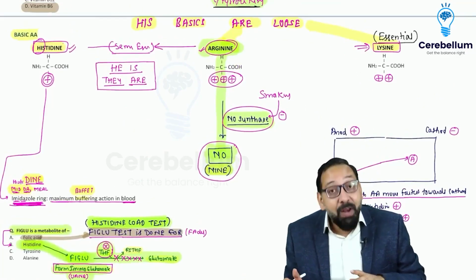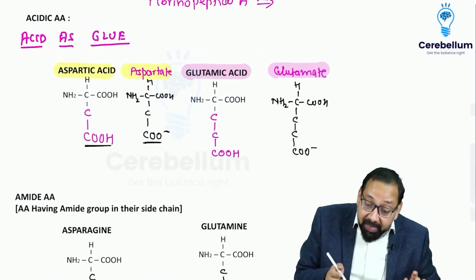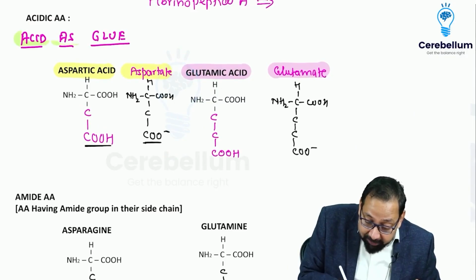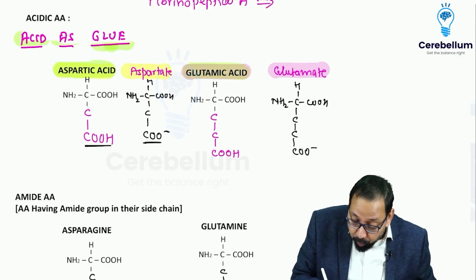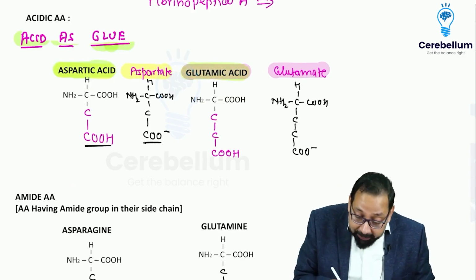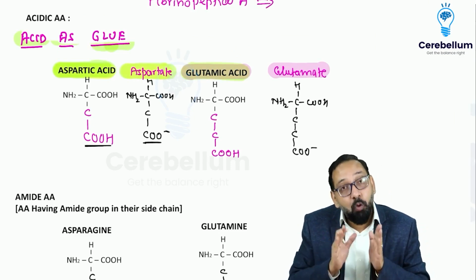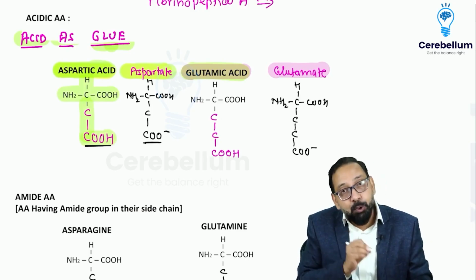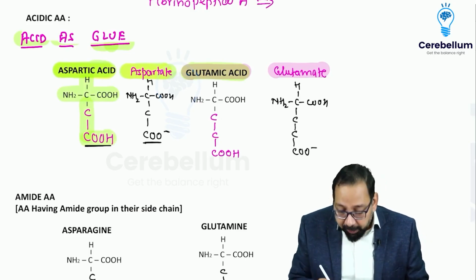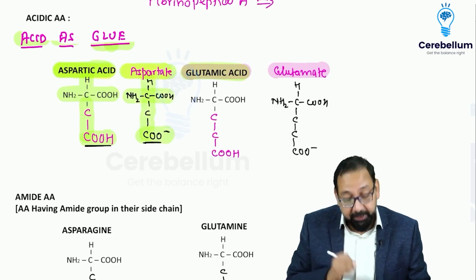Now the next amino acids are the acidic amino acids. The mnemonic is "acid as glue": as for aspartate, glue for glutamate. Aspartic acid or aspartate are the same for question purposes. The only difference is that inside the side chain of aspartic acid there is an acidic group, and whenever an acidic group is there, it will ionize to acquire a negative charge. So aspartate has a negative charge.